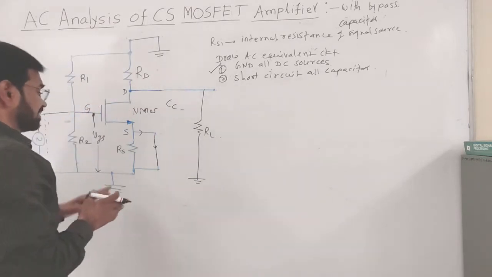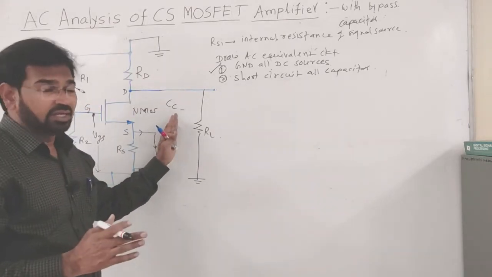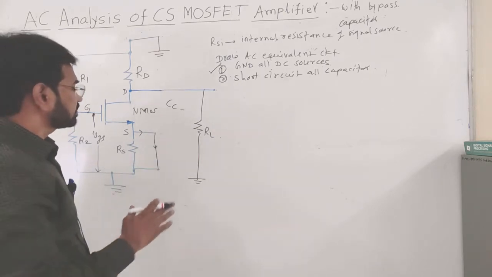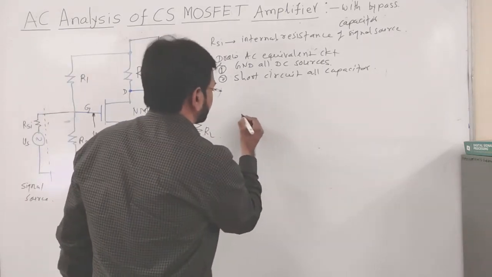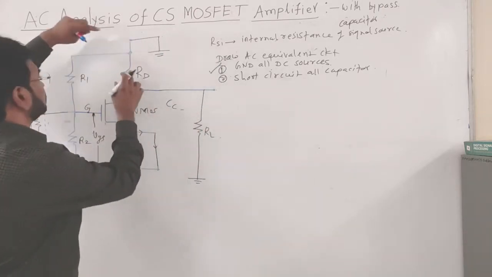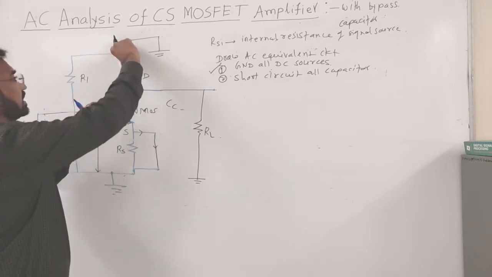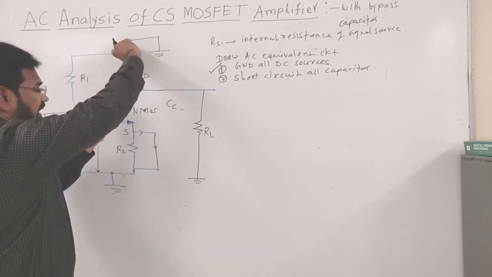The source bypass capacitor plays an important role in determining the magnitude of the output voltage. We are going to see that case also. Now, see, I am going to redraw the circuit. So, now what will we do? We will connect this point to the ground. You hold this terminal of this resistor and connect it to ground.